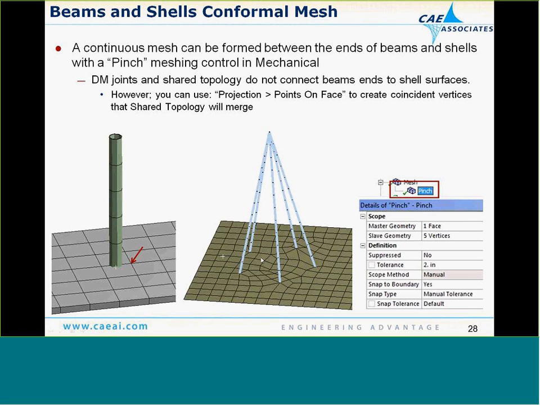And if you really wanted to, you could project that vertex in Design Modeler onto this surface and then create a vertex on that face. And then if you form shared topology, it'll merge the vertices, so then you'd end up getting shared topology in here. But if you didn't want to have to do that step, you could just go into Mechanical and pinch it together.